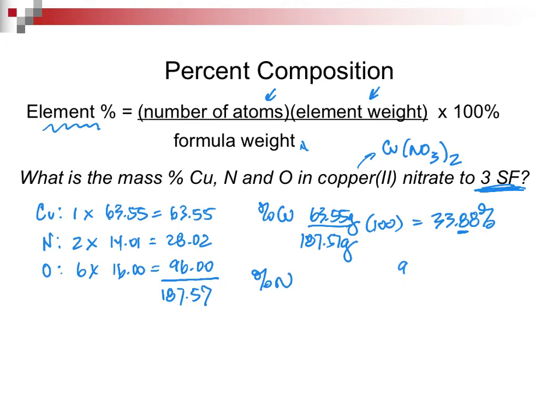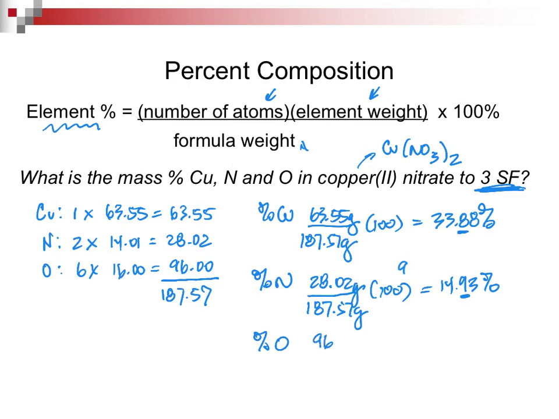Percent nitrogen. I'm not going to do 2 times 14. I'm just going to pull my number 28.02 grams, and I'm going to divide that by 187.57 grams, and I'm going to multiply it by 100. And I'll come up with the value 14.93% for my nitrogen.